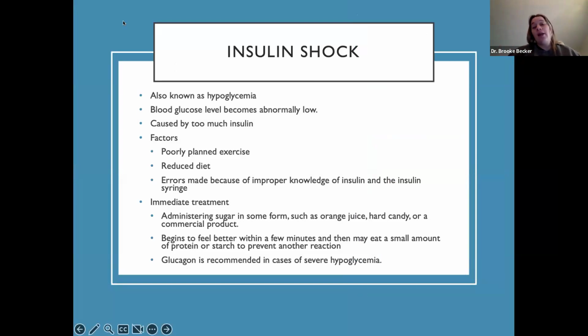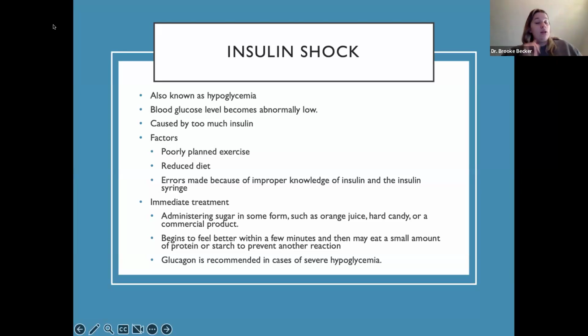Okay. It can be worsened if these kids decide to give themselves their dose of their short acting insulin, eat a quick little snack, and then go do their soccer practice. That could potentially lead them to insulin shock. Or if they're not feeling hungry, so they're just not eating as much, or they're giving themselves too much insulin.